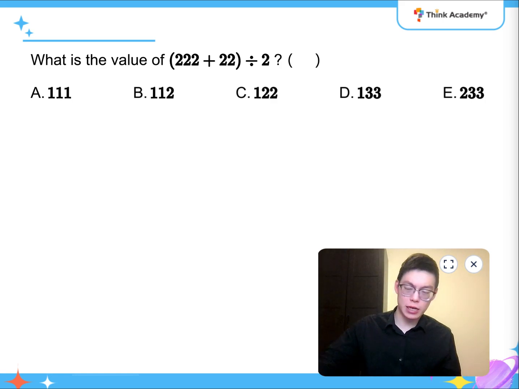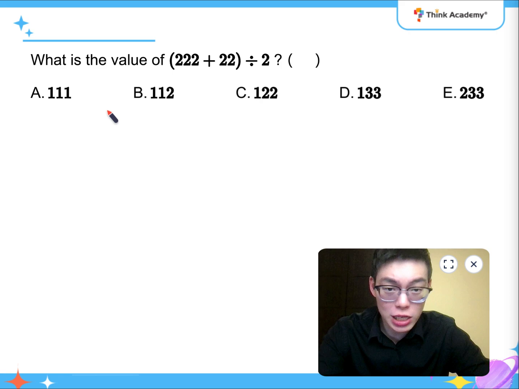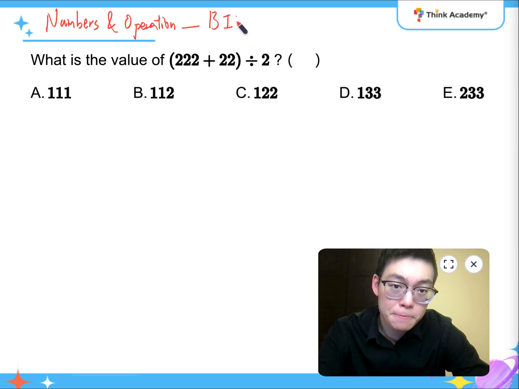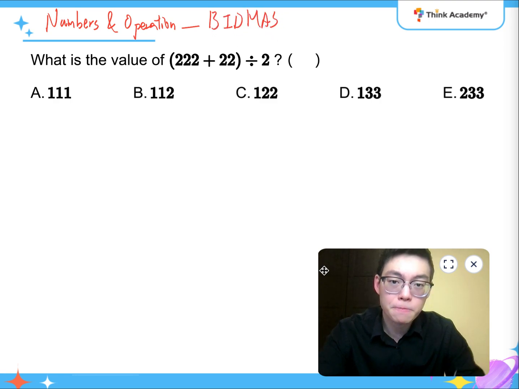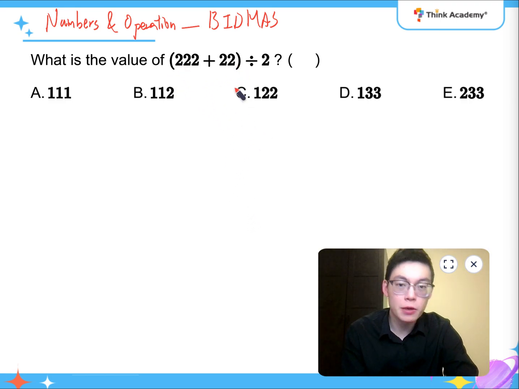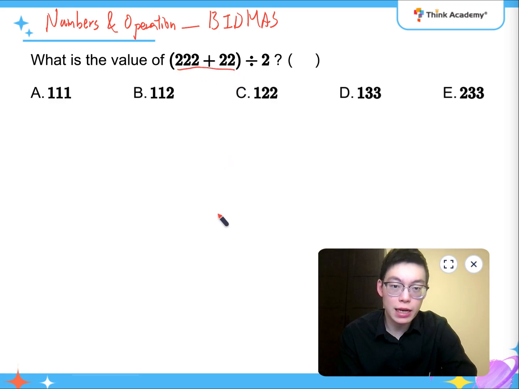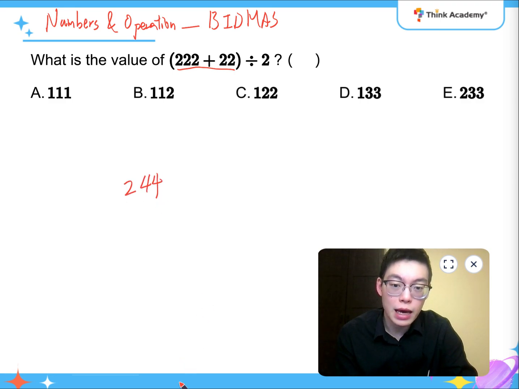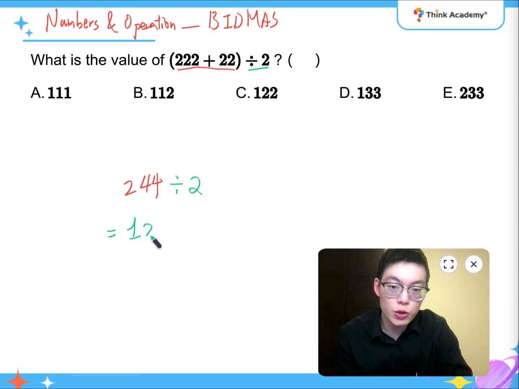So the first one, definitely this one is easy. It's just a simple numbers and operations question, and we can see that it's about BIDMAS, right? What is the value of 222 adding 22 in brackets divided by 2? We know that in BIDMAS, of course, I'm going to calculate what's inside the brackets first, which gives 244, and then I am dividing it by 2. So I have 244 divided by 2, which is going to be 122.